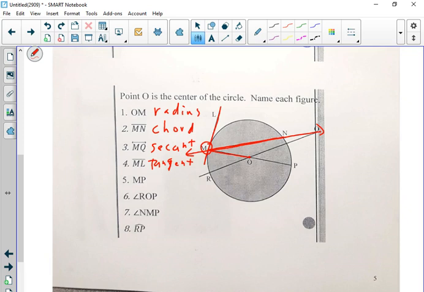Now MP, where's that? Well, here's M, across to P, through the center of the circle, making MP a diameter. And really there should be a line segment over that, as well as OM. Now, ROP, getting kind of messy up here. R to O to P. That's this right here. Okay? Well, it's an angle with its vertex at the center, which makes this a central angle. And you know it's an angle because it has the angle symbol right here.